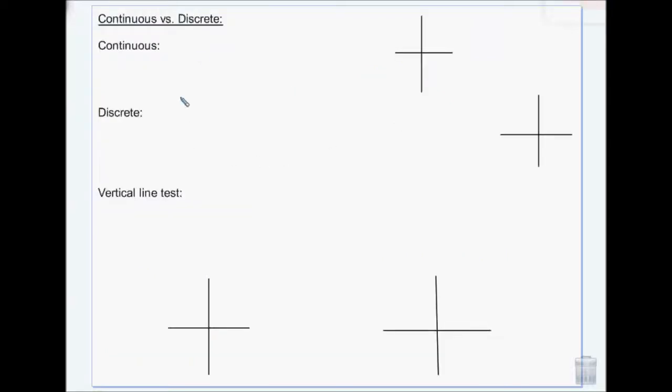Okay, so now we have continuous versus discrete. A continuous function is, if you graph it, the graph is a line or a curve. And with continuous functions, the data points flow into each other. An example of a continuous function might be if I was measuring the amount of gallons in a swimming pool as I'm filling it up over time.